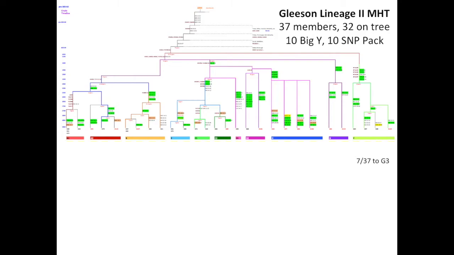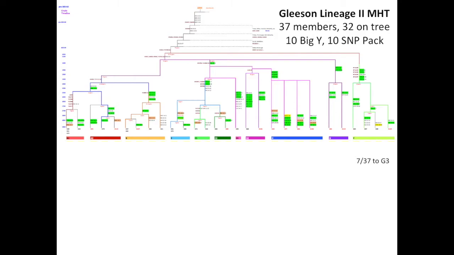And this is a slide I showed yesterday. These are my Gleason lineage 2s. You don't need to worry about the detail. But what I'm going to show you here is that we have the 11 branches in Gleason lineage 2, 37 members, 32 members of this group were on the tree. This has been confirmed by 10 Big Y tests and 10 SNP pack tests. Everybody in this group shares A5631, which is the overarching SNP for Gleason lineage 2.